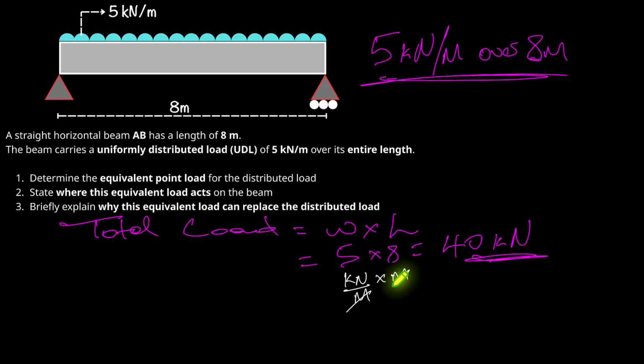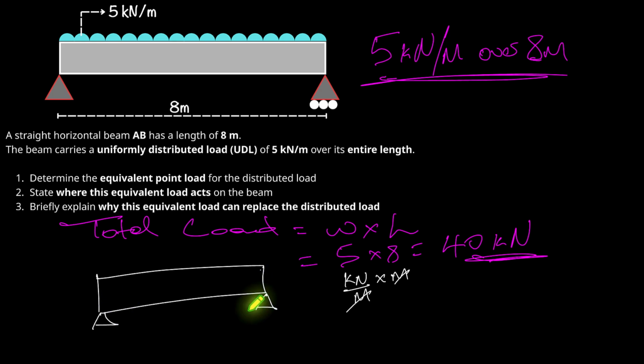Now, what I would typically recommend here is that you redraw the beam if you have any difficulties seeing exactly how this works. So you would just sketch that beam. So that's the sketch of the beam. Put the supports in. And what we're going to do now is to use this 40 kilonewtons as a point load.